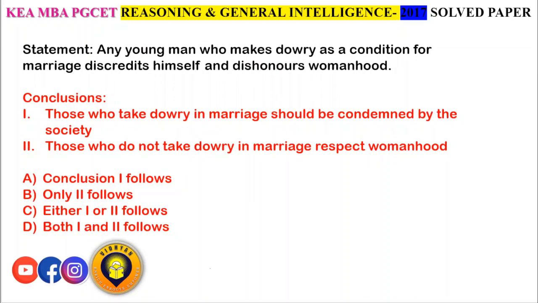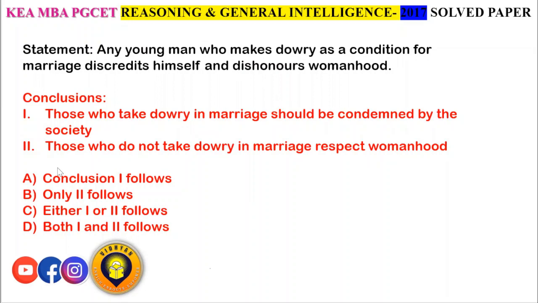Statement: any young man who makes dowry a condition for marriage discredits himself and dishonors womanhood. Using this statement, you have to check which of the conclusions given here follow and which do not follow. You have to check it out. The statement is: any young man who makes dowry a condition for marriage discredits himself and dishonors womanhood.